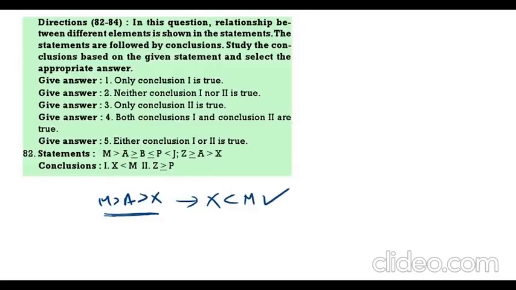Second one, Z greater than or equal to B. See, Z greater than or equal to A greater than or equal to B, B less than or equal to P. That means the symbols have differed. Therefore, Z greater than or equal to B does not follow. Only one follows. Next.